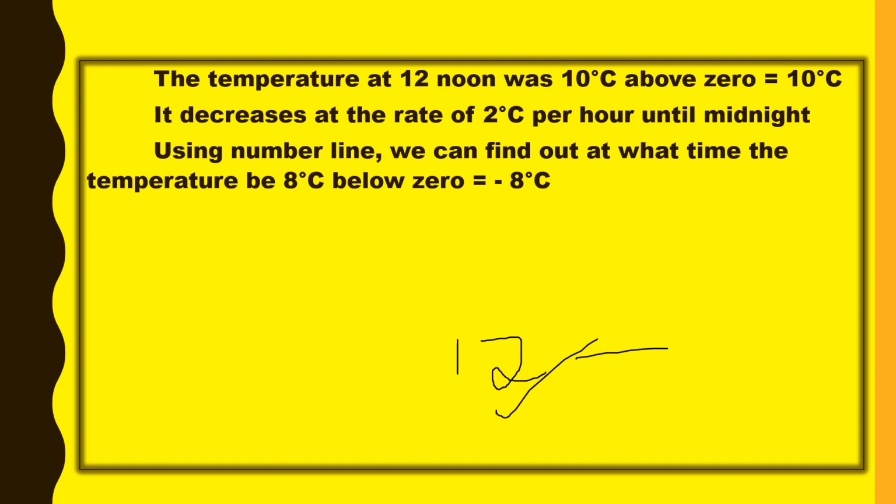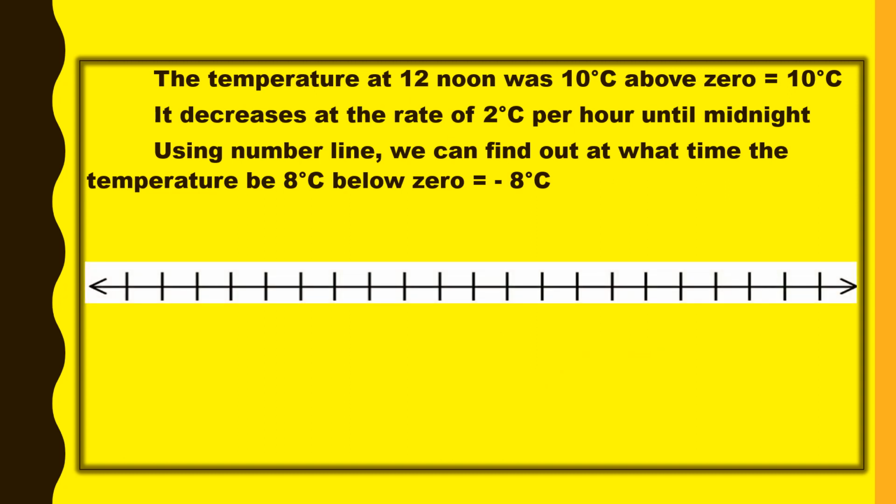Okay, so this question is also solved using the same number line. So let me take the number line. Here the temperature starts from 10 degrees Celsius, and every 1 hour it is decreasing by 2 degrees Celsius, till midnight. So let me take the temperatures like 10, 8, 6, 4, 2, 0 like this, because every 1 hour it is decreasing by 2 degrees Celsius.